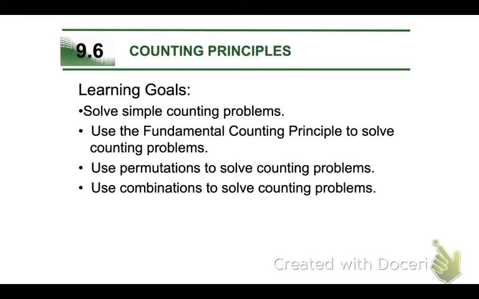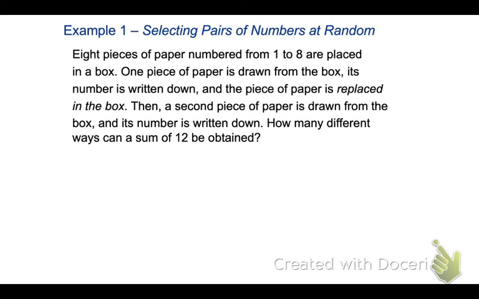So what we're going to be doing today is using counting techniques to find those different numbers of outcomes. So I have 8 pieces of paper numbered 1 through 8 placed in a box. 1 piece of paper is drawn from the box. Its number is written down and the paper is replaced in the box. Then a second piece of paper is drawn from the box and the number is written down. How many different ways can I get the sum of 12?